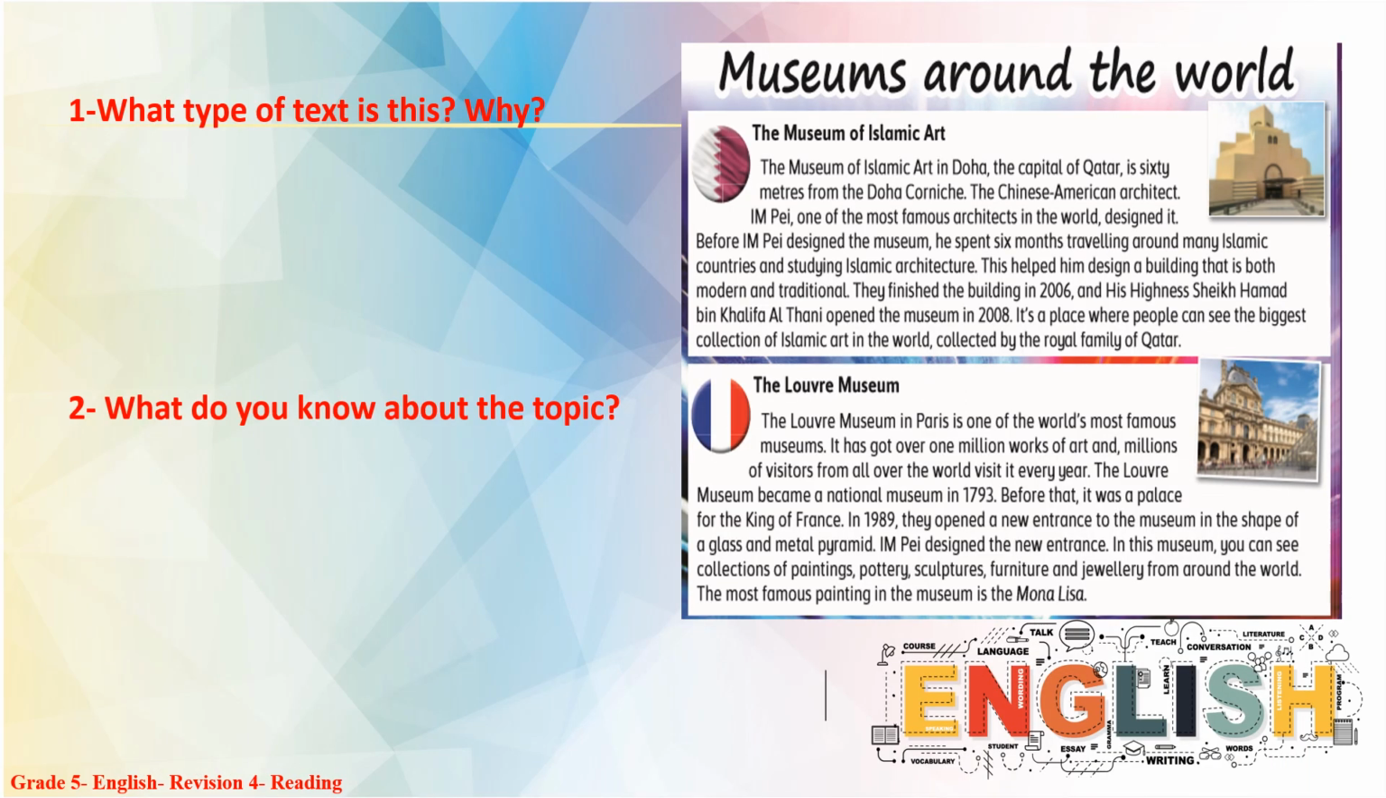Here you have a text and you have 2 questions. Let's read the questions. 1. What type of text is this and why? 2. What do you know about the topic? You can have a look at the text and answer these 2 questions.